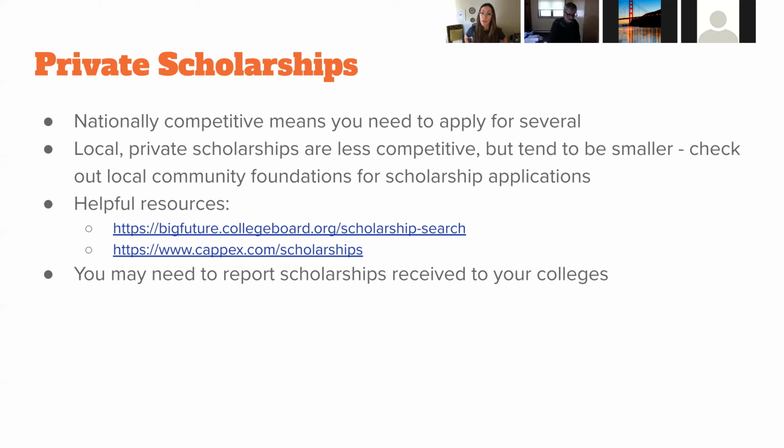It's important to note that bigger scholarships, especially the ones that are paid to the school directly, will get reported to the university. And that could affect the institutional aid package that your child receives, because that's seen as now a new resource to pay for college.